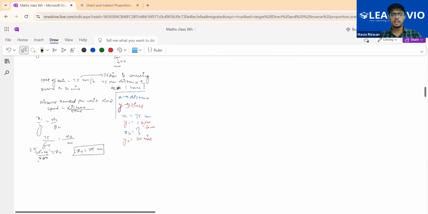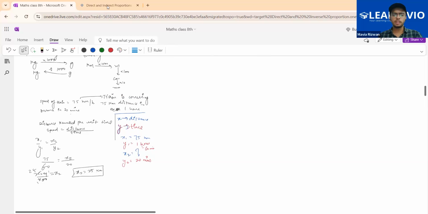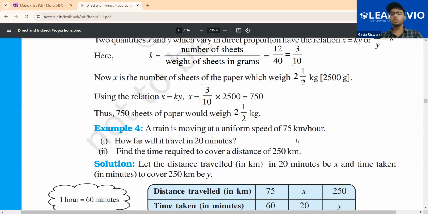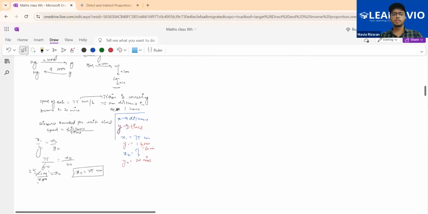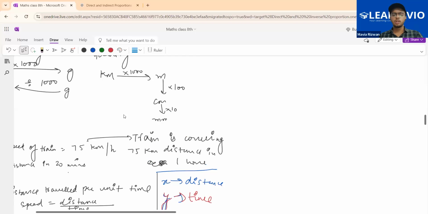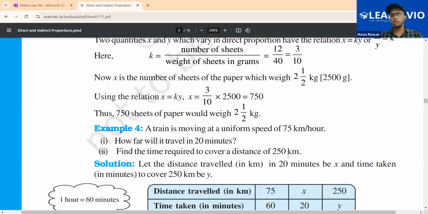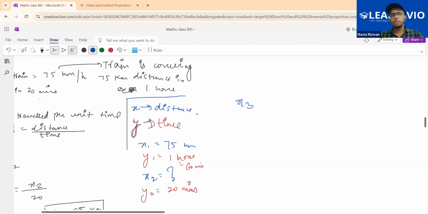Now I'll tell you the second part also, and then you can note them all together. So see, the second part is find the time required to cover a distance of 250 kilometers. Okay. So now we are given x3 as 250 kilometers. So in part 2, first we are given the third distance. So that we'll take it as x3. So this is 250 kilometers. So now we have to find y3.